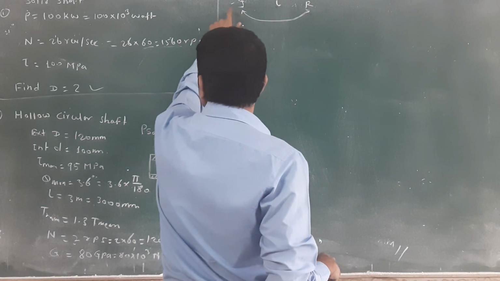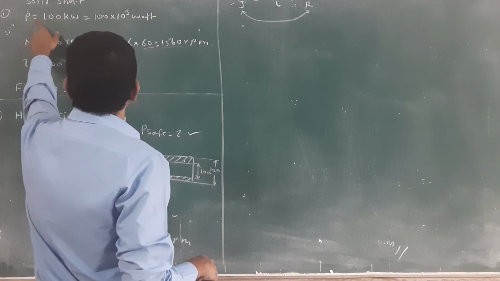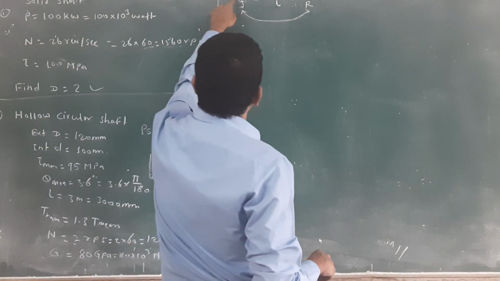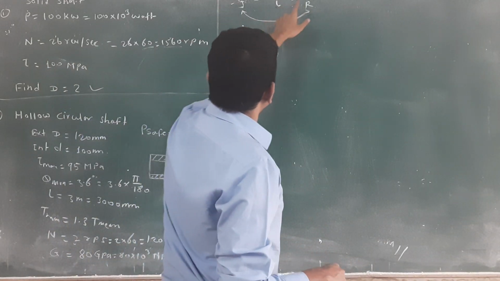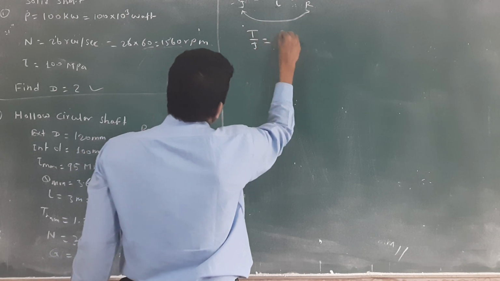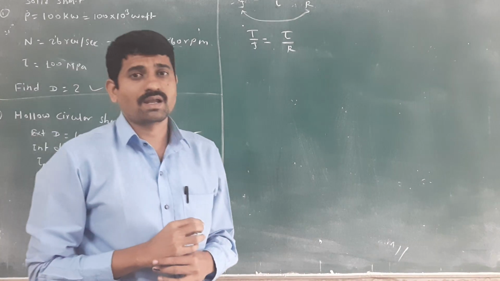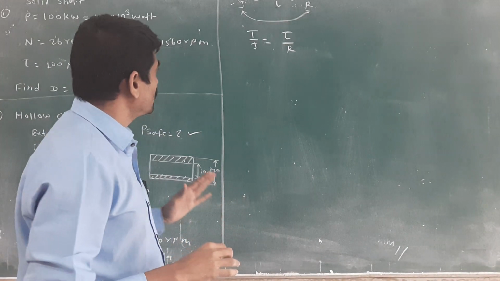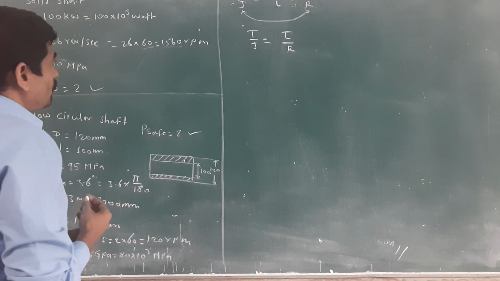J you can calculate, and it is again related to the diameter. Then torque is related to the power, and tau is given. That's why you have to use this relation: T by J is equal to tau by R. All of you getting it? First, think in the reverse direction, then calculate the values.